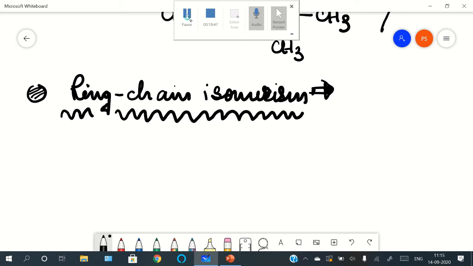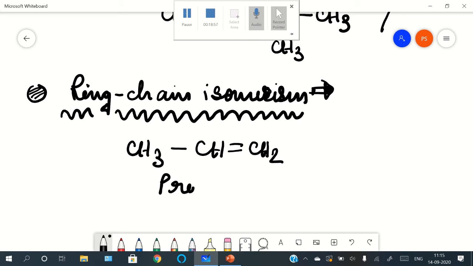There are two examples that we are going to study to understand ring chain isomerism. One of them is this one, CH3CH=CH2. This is nothing but propene. This is a ring compound of cyclopropane.